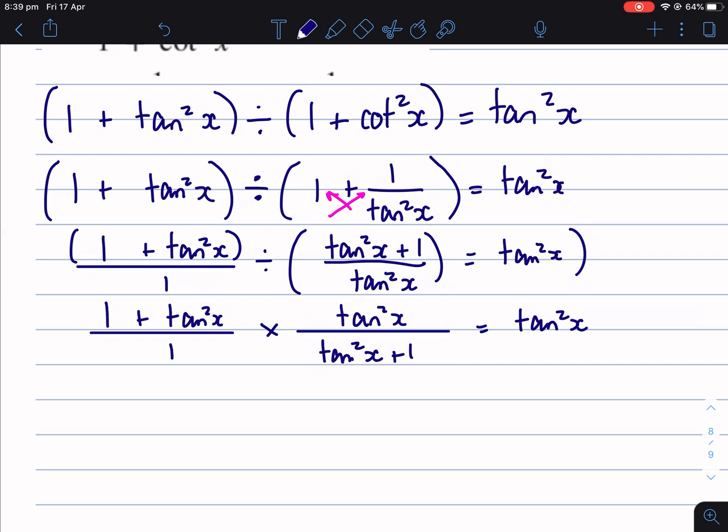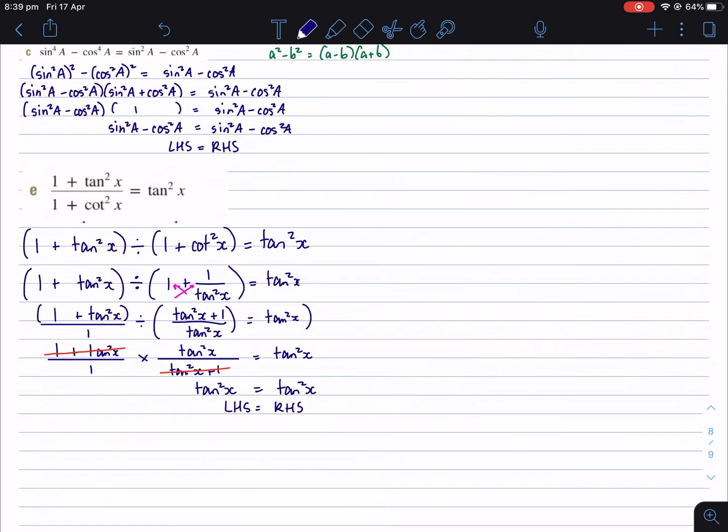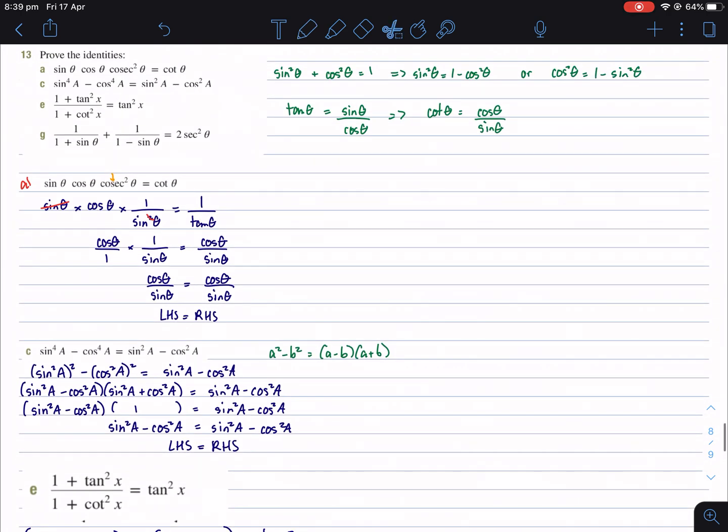You should be able to see where this is going because this and this cancel out. So I get tan squared x over 1, which is tan squared x equals tan squared x. Left hand side equals right hand side. That wasn't too bad. The last one, G.